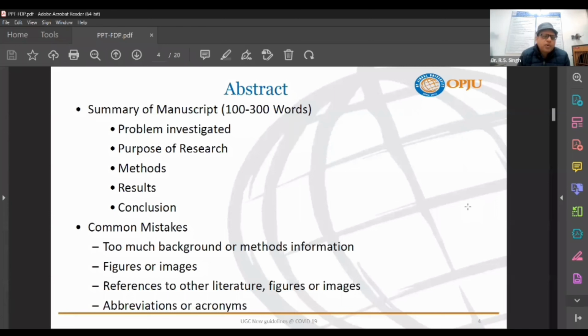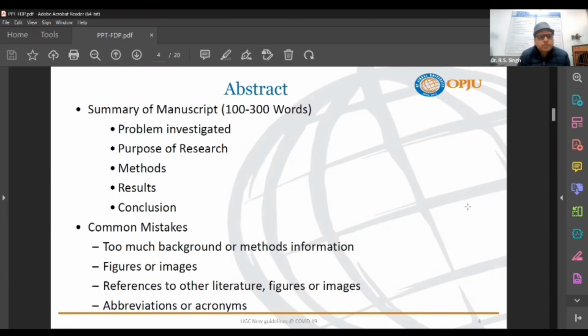So what kind of information do you need to put in the abstract? Because this is the most attractive part of your manuscript. Most of the readers just see your abstract and reject it. So you need to spend more and more time writing the abstract. So what kind of things do you need to write?